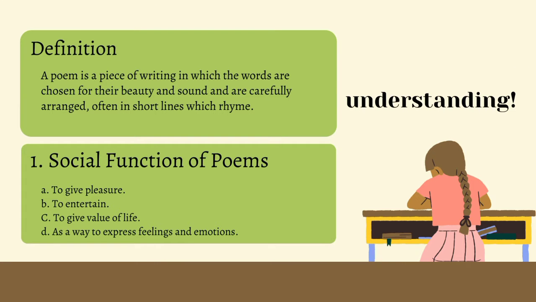A poem is a piece of writing in which the words are chosen for their beauty and sound and are carefully arranged, often in sequence with rhyme. 1. Social function of poems. A. To give pleasure. B. To entertain. C. To give value of life. D. As a way to express feeling and emotions.